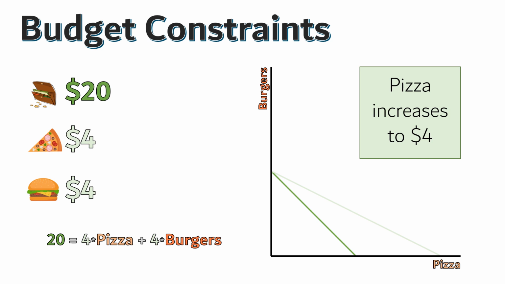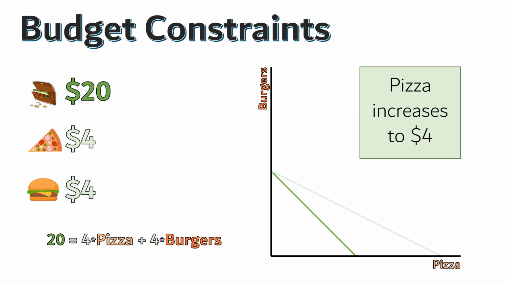Notice that the slope of our budget line changed from negative 0.5 to negative 1, reflecting the new ratio of prices. In this scenario, our opportunity costs have been altered. The opportunity cost of pizza is now 1 burger, while the opportunity cost of burgers is now 1 pizza. Why does that matter? Pizza got relatively more expensive.